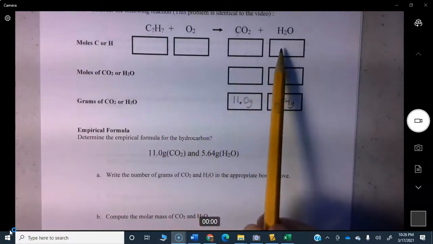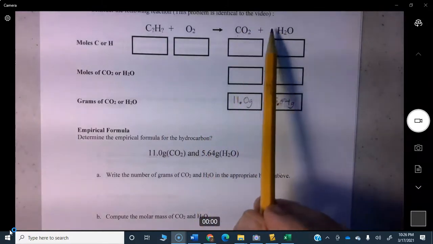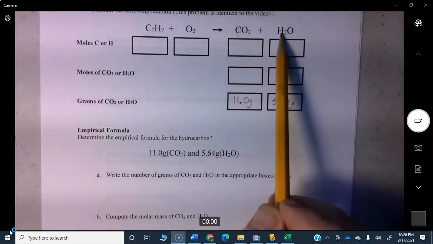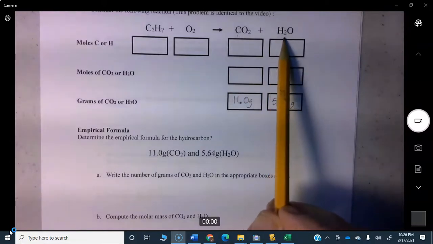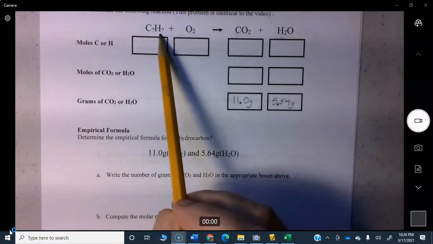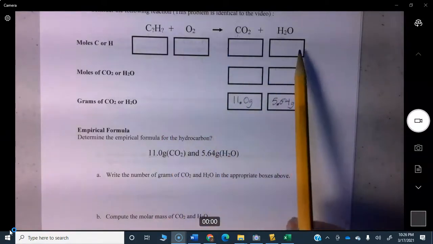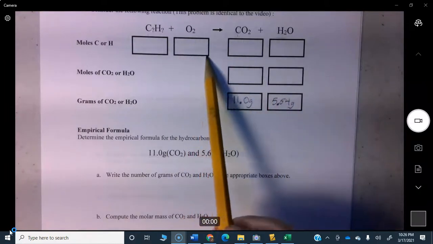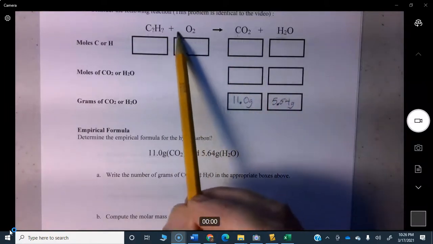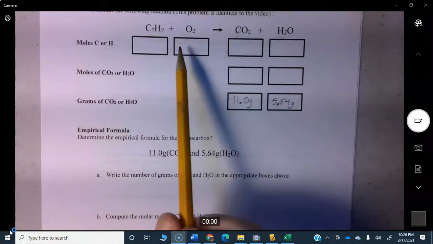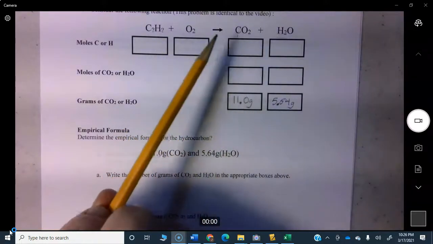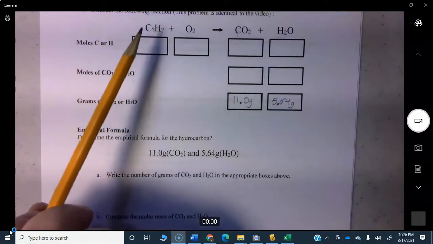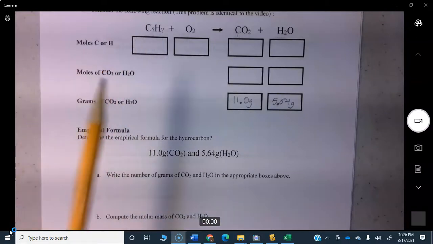Same with hydrogen. All the hydrogen that's on the right side of the equation here is here in the water, and the only place that hydrogen could have come from is also from the CH compound. So if we can figure out how many moles of hydrogen, that'll be how many moles of hydrogen we write there. This box actually belongs to the hydrogen over here, so I'll draw an arrow when I get there. Then we'll know how many moles of carbon, how many moles of hydrogen, and then we can go ahead and write our empirical formula. Okay, so let's go ahead and do that.